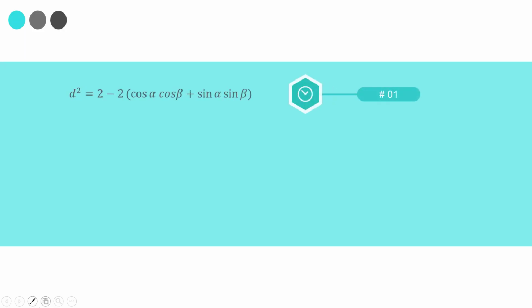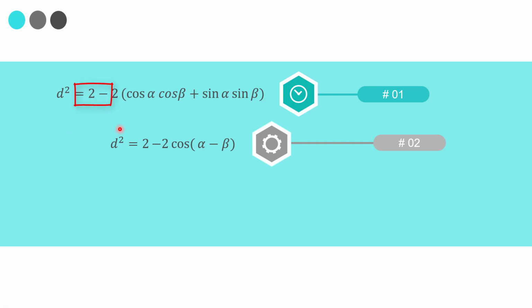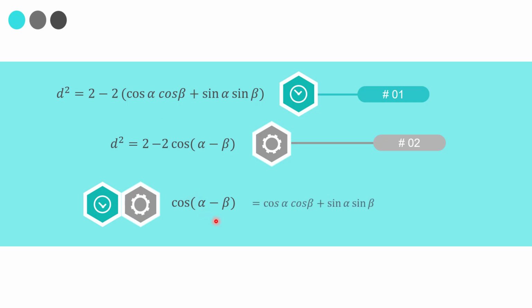So joining those 2 equations together, this is the first equation and this is the second equation. We will match the terms together. We have 2 and 2 here, and we have also minus 2 and minus 2 here. So we can conclude that cos(alpha minus beta) is equal to all these terms. Like this. So this is our first formula. Cos(alpha minus beta) equals cos alpha cos beta plus sin alpha sin beta.